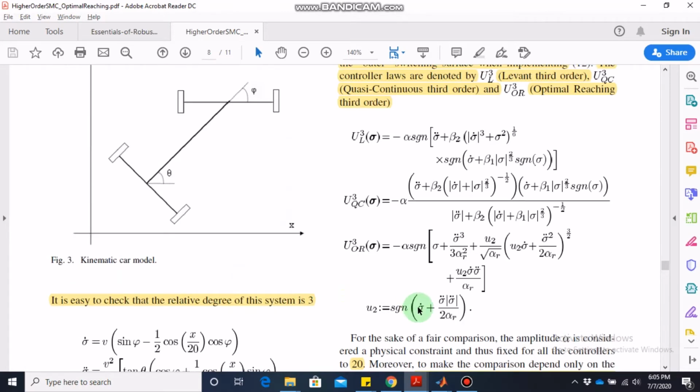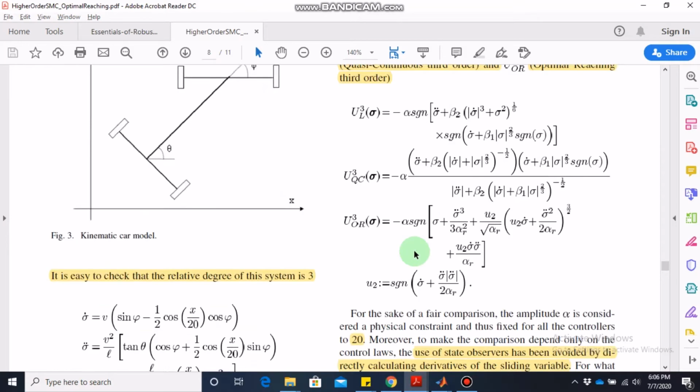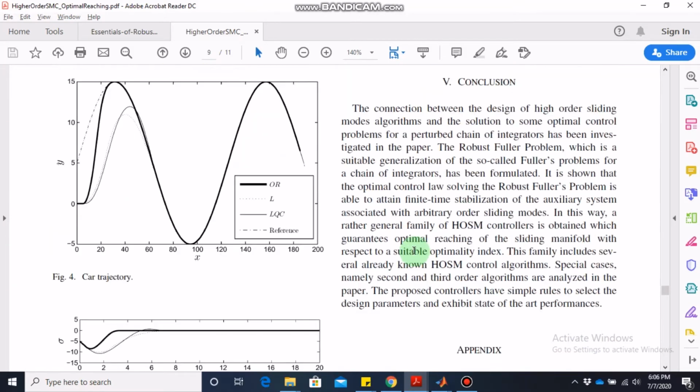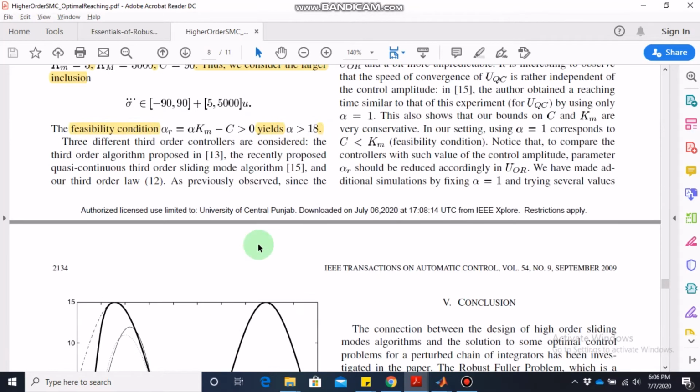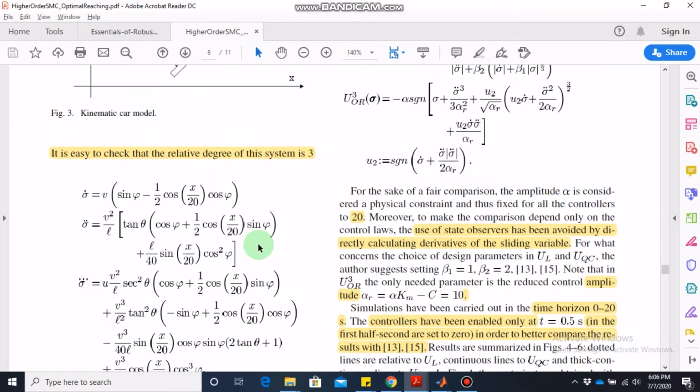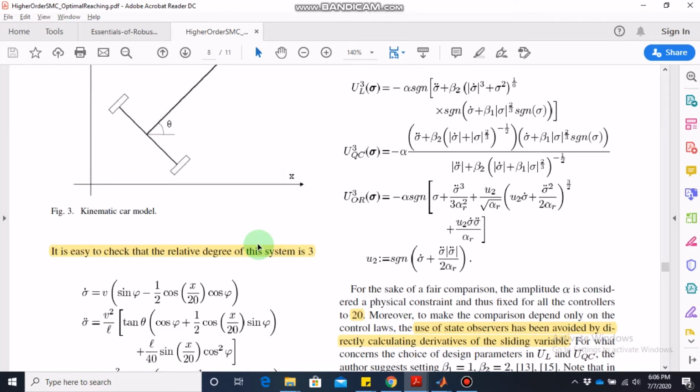Then they have presented their control law and the control laws for two other methods, and compared their proposed control law with the other control laws and demonstrated the better performance of their proposed control law. We will be recreating these results today using MATLAB, and that will show you how to implement higher order sliding mode control using MATLAB. Right, so let's get started here.